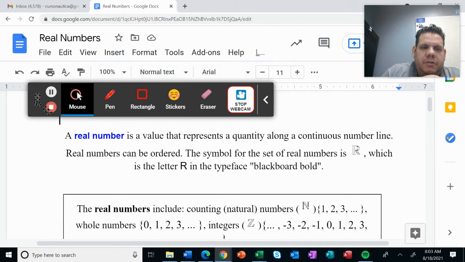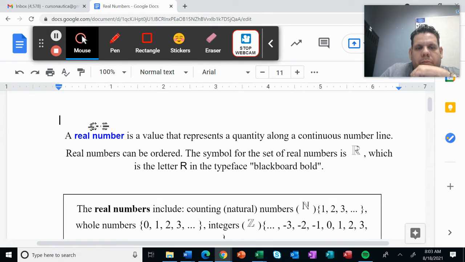Starting with the definition, a real number is a value that represents a quantity along a continuous number line. Real numbers can be ordered. The symbol for the set of real numbers is this R, a double or bold R, which is the letter R in the typeface Blackboard bold.